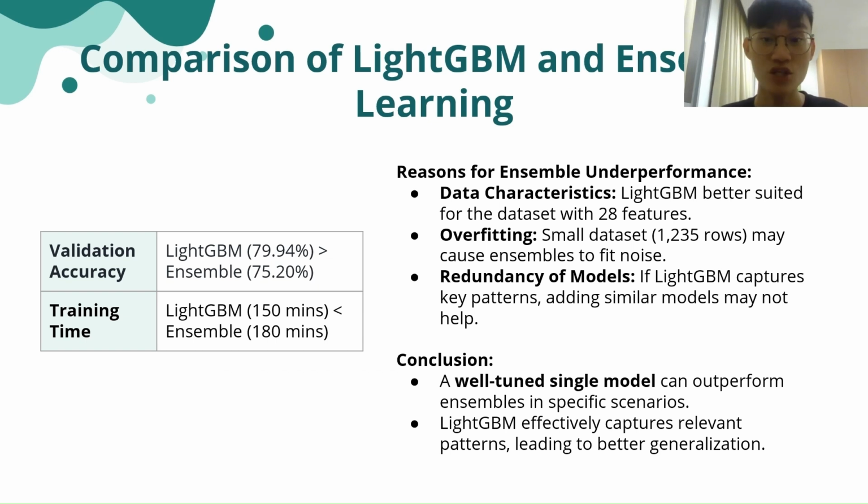In our comparison, LightGBM achieved a higher validation accuracy of 80%, outperforming our ensemble of XGBoost, CatBoost, and HistBoost. LightGBM was also more time efficient, requiring only 115 minutes, while the ensemble took longer due to multiple models being trained. Several factors contributed to the ensemble's underperformance. LightGBM may be better suited to our dataset, which is relatively small, making the ensemble prone to overfitting. Additionally, a well-tuned single model like LightGBM might effectively capture essential patterns, making additional models redundant. So this experiment essentially shows that a single optimized model can sometimes outperform a complex ensemble, highlighting the importance of model selection based on data characteristics.